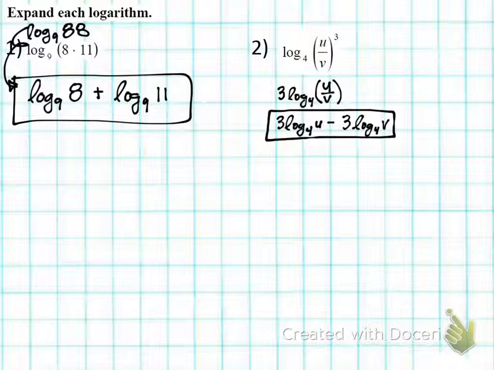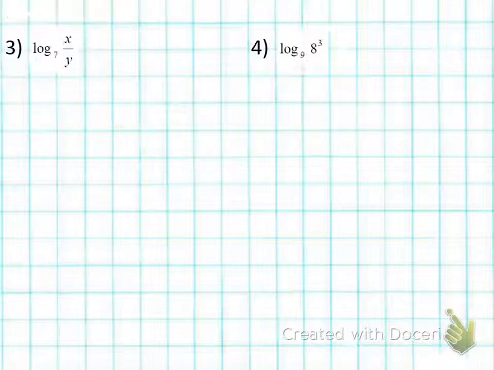Alright, what I'd like you to do is turn to your neighbor. It's Monday. Let's have one slow two's about number 1, two slow one's about number 2. Ready, set, go. Alright, let's continue on number 3. Number 3, we have log base 7 of x over y. What? Turn to your neighbor, tell them what property you could apply to this.